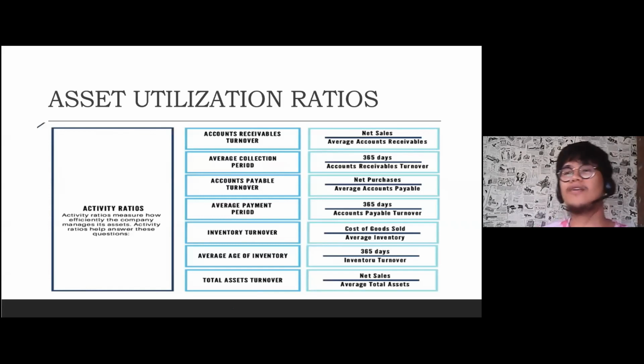Next, we have your total asset turnover. This is your net sales over your average total assets. The higher the total asset turnover, the better. Ibig sabihin, the company is efficiently using their assets to generate high sales. Okay? Nakakasunod? Okay, I still have a few more minutes now.